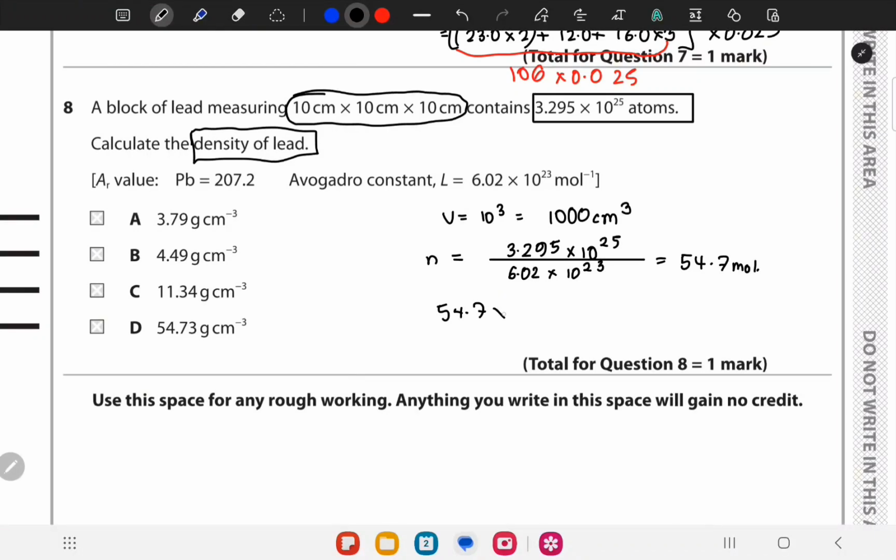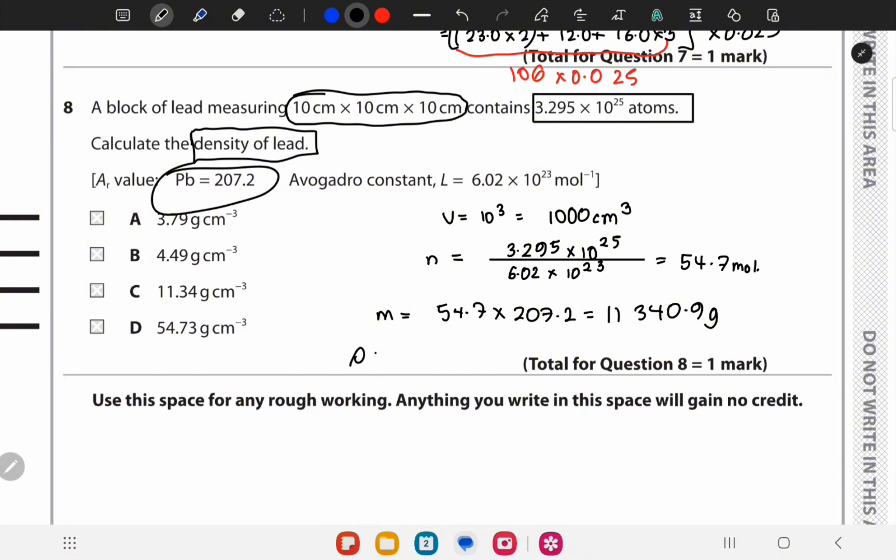54.7 mole of lead will have a mass of 54.7 times the mass number of lead, which is 207.2. This will be 11,340.9 grams, and this is 1000 cm cube.